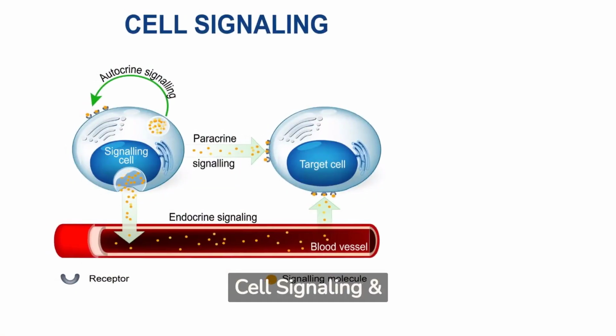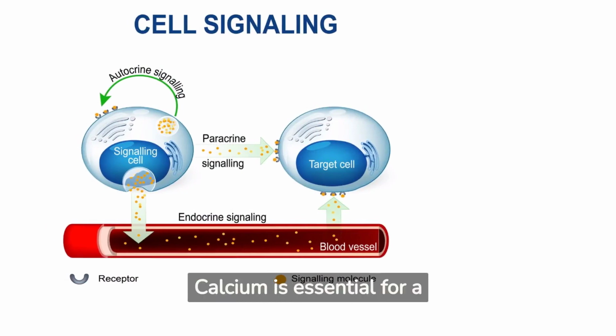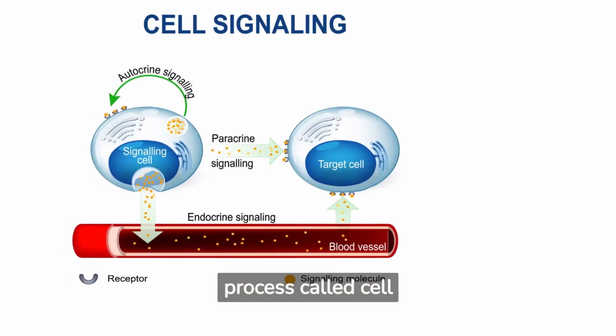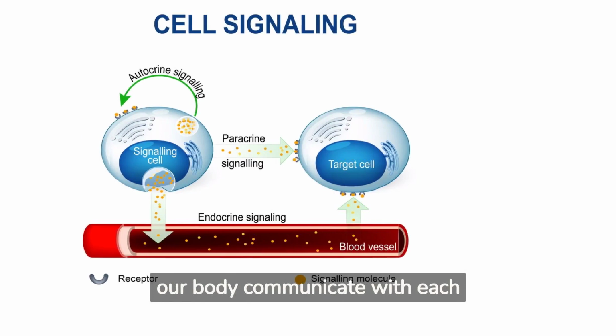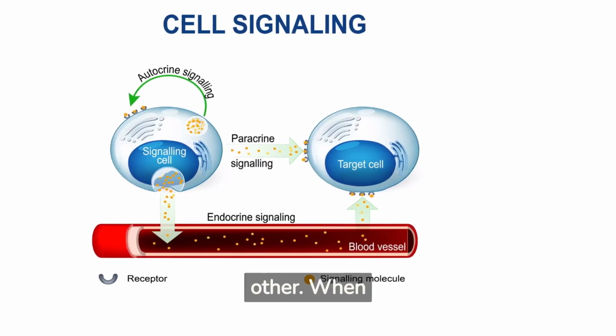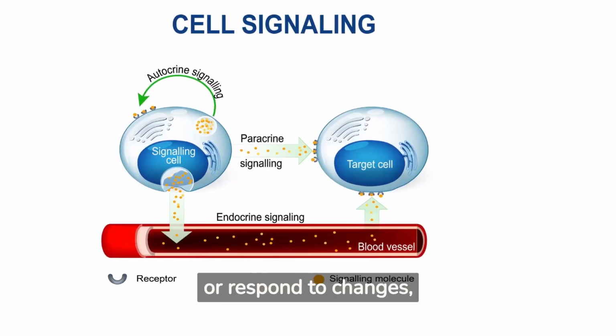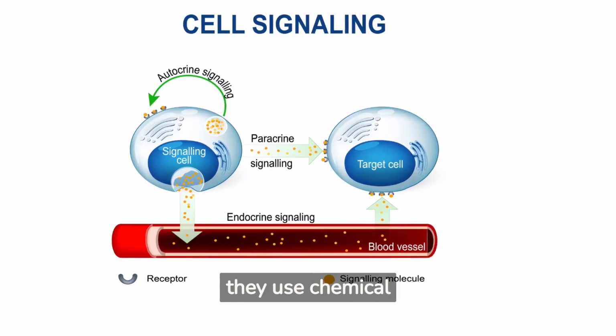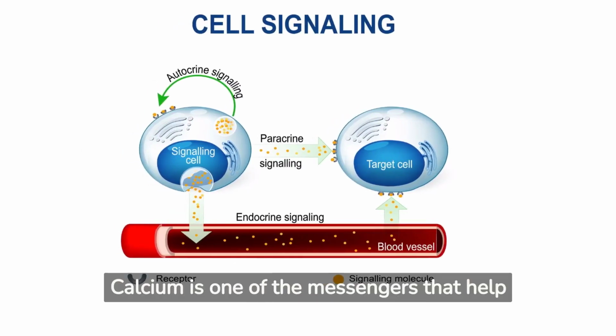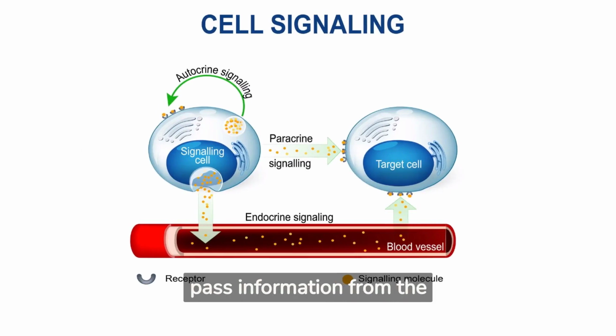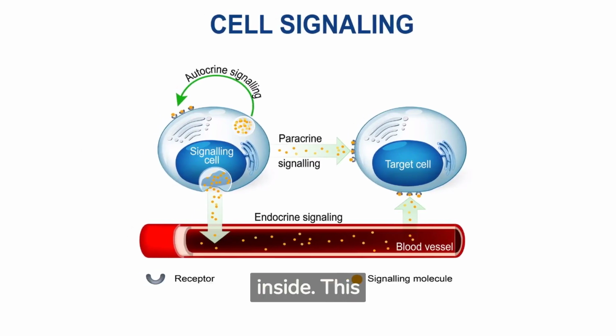Cell signaling and calcium. Calcium is essential for a process called cell signaling, which is how cells in our body communicate with each other. When cells need to share information or respond to changes, they use chemical messages. Calcium is one of the messengers that help pass information from the outside of a cell to the inside.